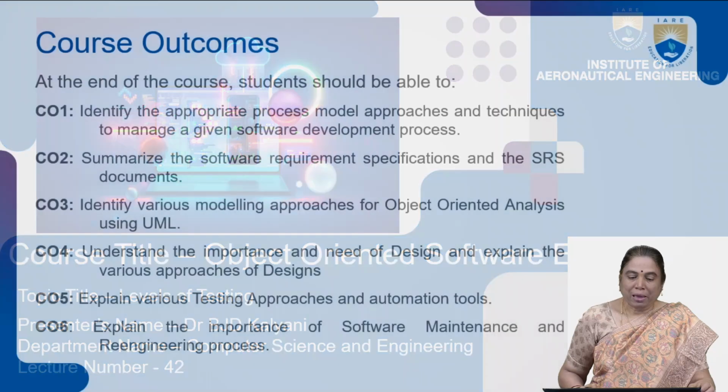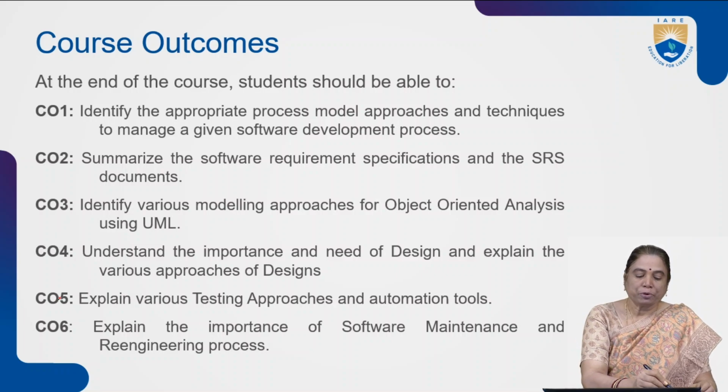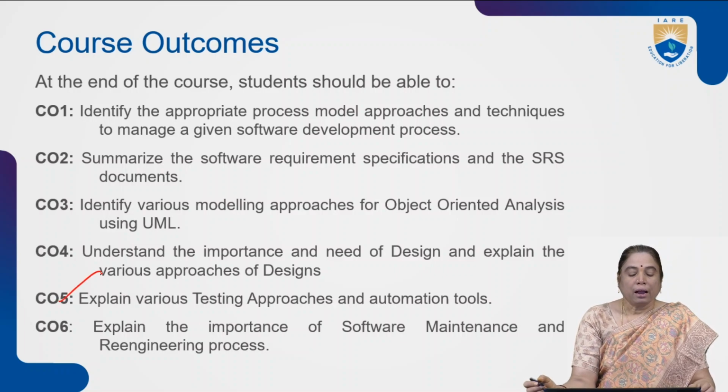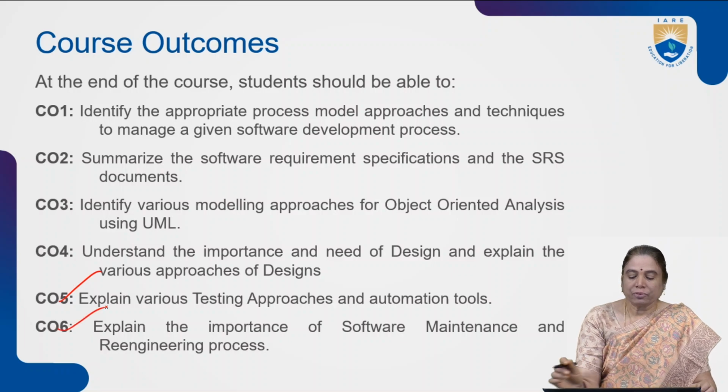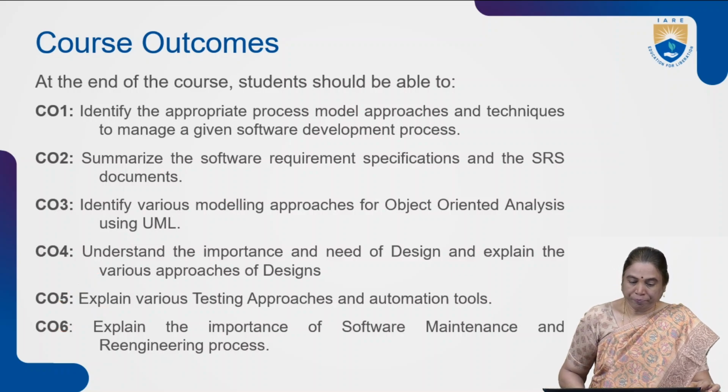This topic is mapped to the course learning outcomes of CO5 and CO6, that is, explain various testing approaches and automation tools, and explain the importance of software maintenance and re-engineering process. In this video, I will discuss what are the various levels of testing and more explanation on basically two levels of testing, that is unit testing and integration testing.